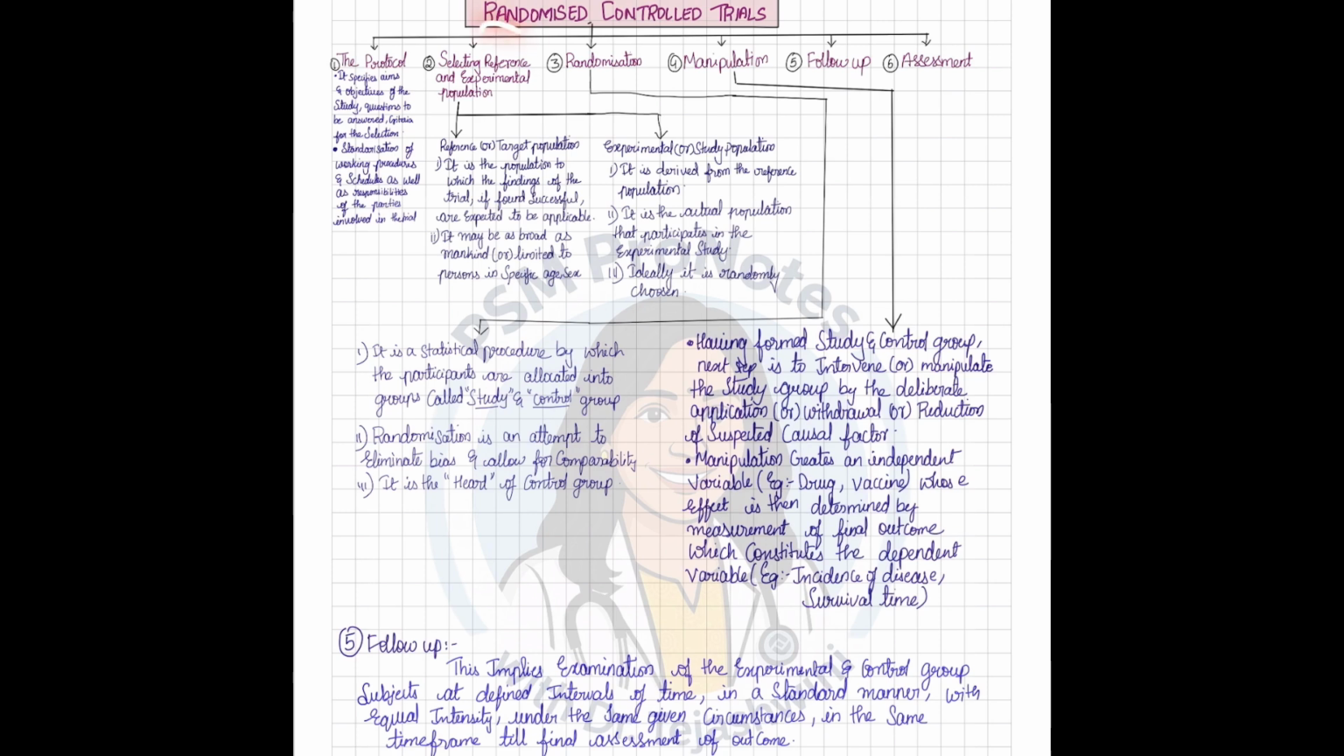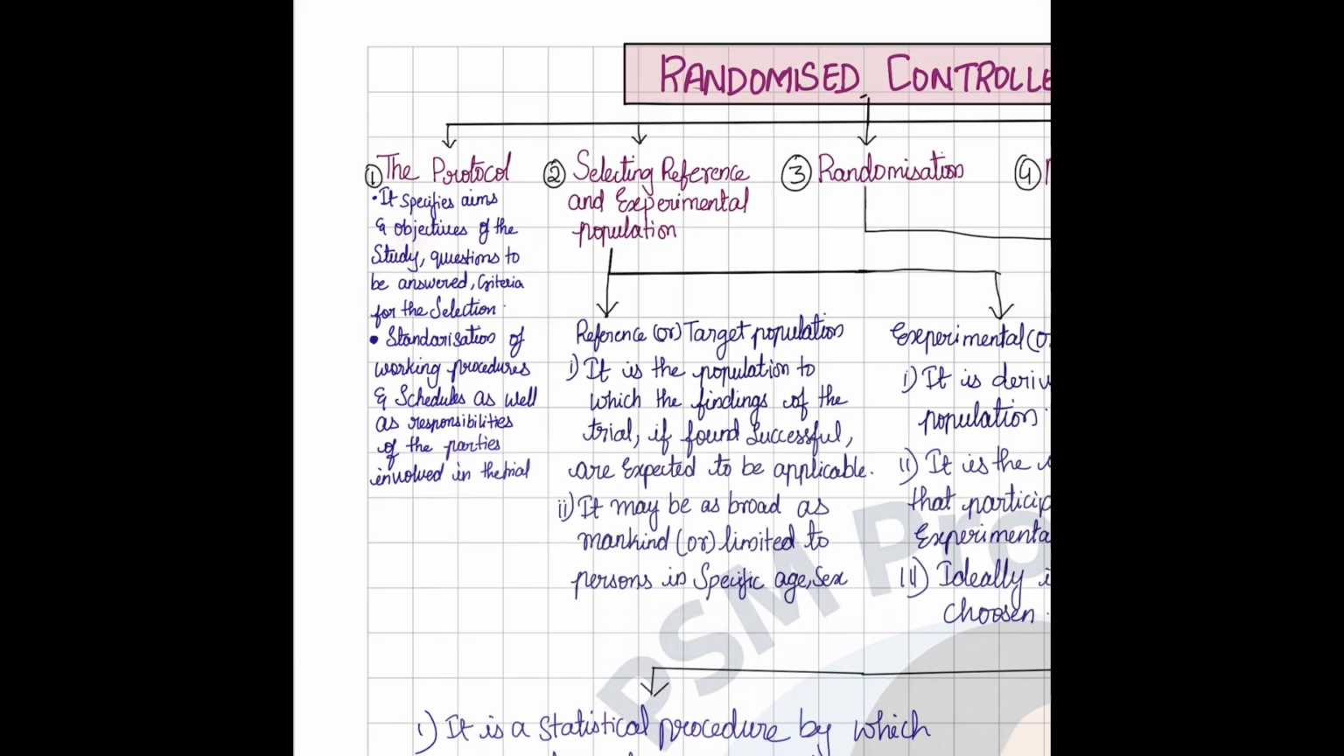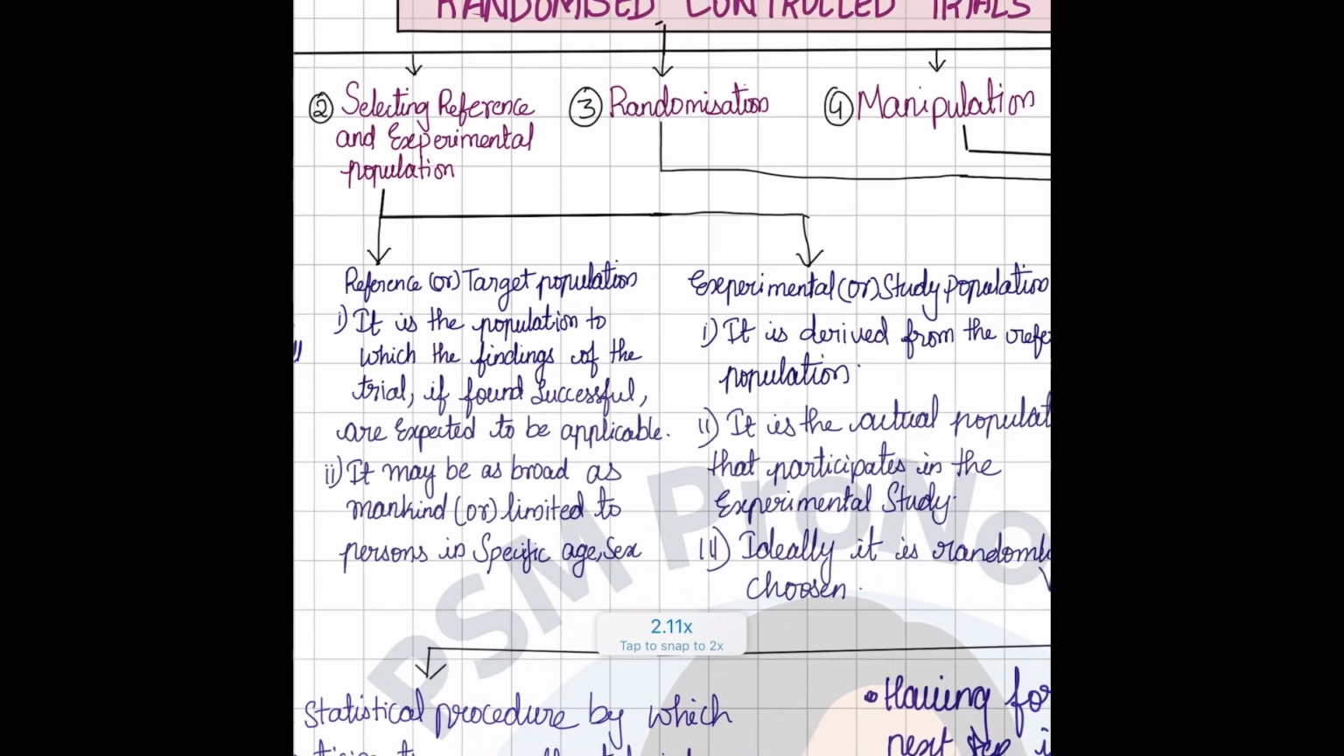Steps involved in conducting an RCT. Defining the protocol. The first step is to clearly define the study objectives. What exactly are we testing, and what outcomes do we expect? This helps set the inclusion and exclusion criteria, such as which participants are eligible for the study and which are not. Selecting the reference and experimental populations.